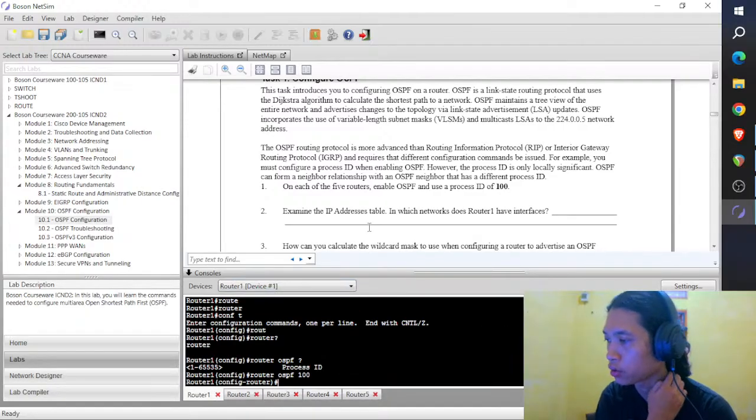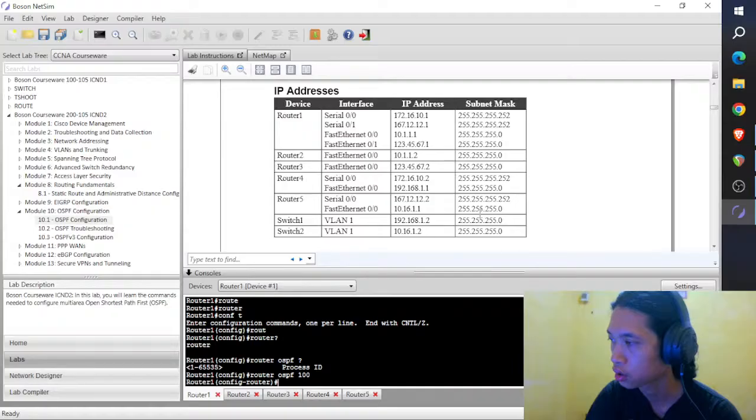Examine the IP address table. In which network does Router 1 have interfaces?